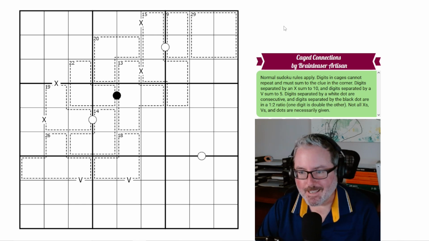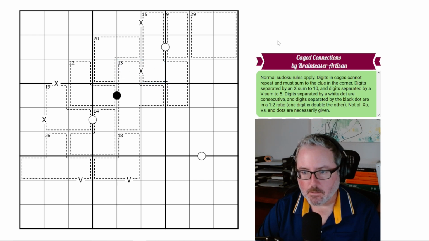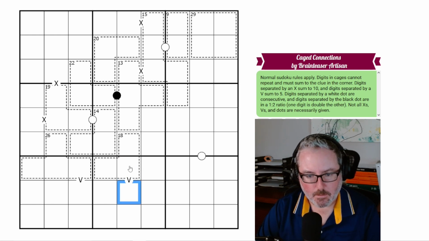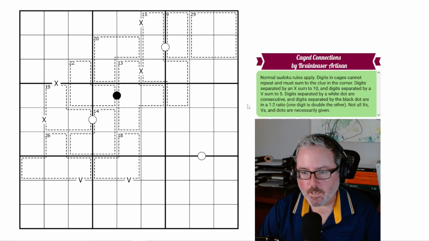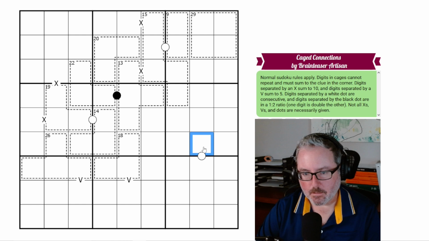Digits separated by an X sum to 10. So any of these X clues, the two digits on either side of the X must sum to 10. And digits separated by a V sum to 5. So same thing, just with a 5. These two digits, when added together, equal 5. Digits separated by a white dot are consecutive, so we're going into Kropki dots. So these two digits, whatever they may be, just have to be consecutive. 2, 3, 7, 8, whatever.